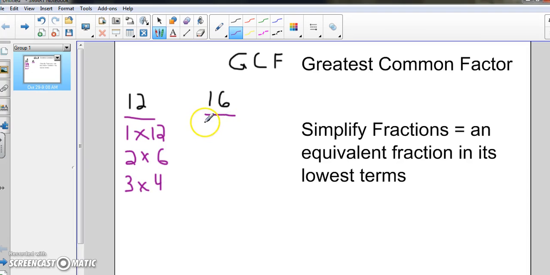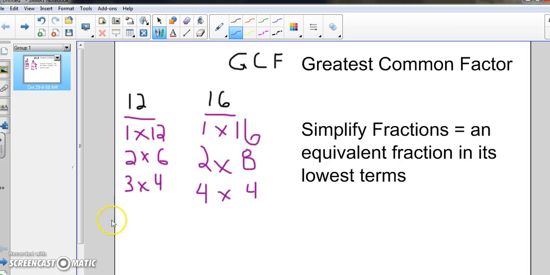Well, now I'm going to look at 16. What are my factors for 16? Well, I have 1 times 16. 16 is an even number, so I have 2 times 8. And what else? Can 3 go into 16? Well, 3 times 5 is 15, 3 times 6 is 18. So for 16, 3 is not a factor. What about 4? 4 times 4 is 16. So 4 is a factor.